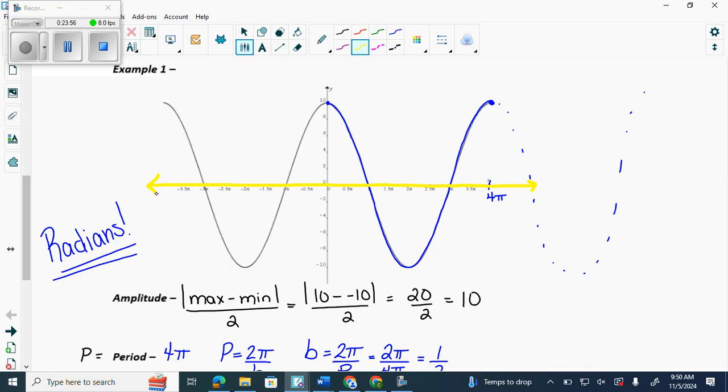Then what I need you to do is make bold points where it intersects with the graph about the y-axis. So I'm going to put one here and one here. That's for tomorrow. So you draw your midline, and then you bold where the graph intersects with it about the y-axis. Okay? Next graph.